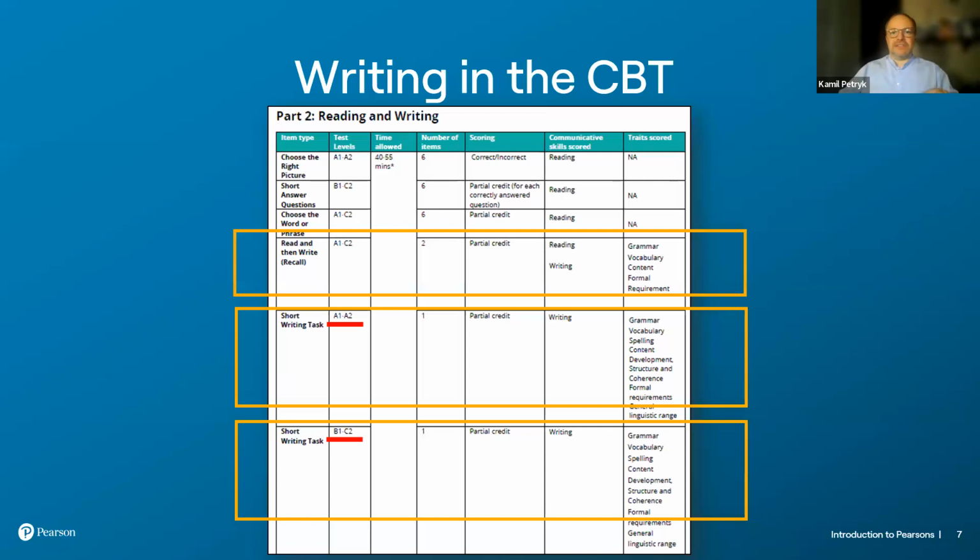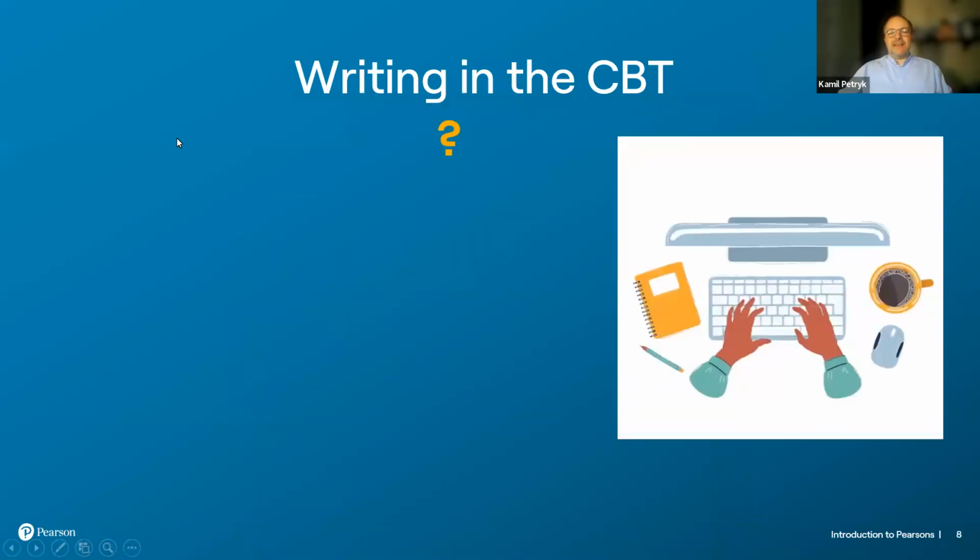But before we focus on the tasks, let me ask one question. What are the characteristics of writing tasks in the computer-based test? In what way is writing in computer-based tests different? What would you say? Can you share your ideas in the chat box? The chat box is open on my screen all the time. By the way, if you want to use it, just feel free. I'm trying to monitor that.